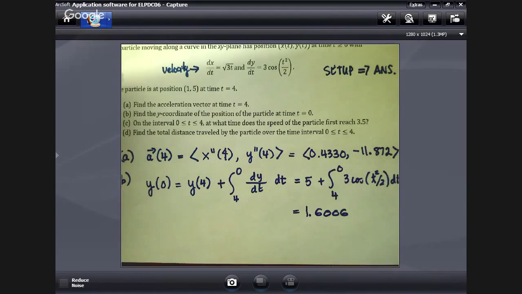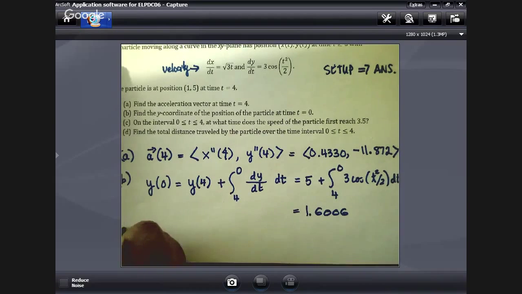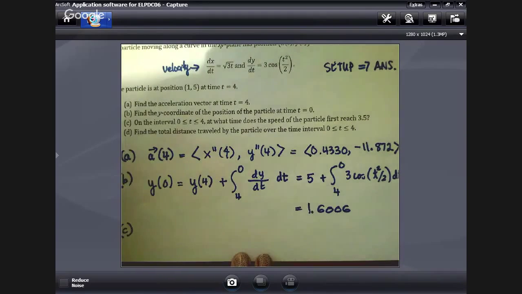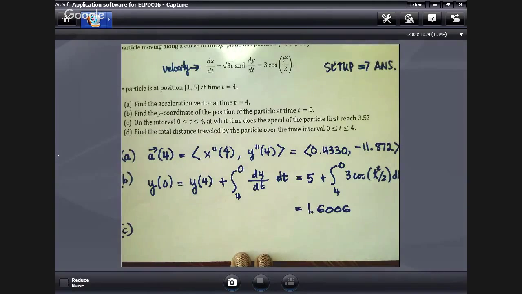Let's look at part C. On part C, we are looking at the interval from 0 to 4. We want to know the speed when the particle first reaches, again, I retyped this, so I'm going to assume that the bad grammar is mine. Well, no, it's not bad grammar. I'm reading it wrong. At what time does the speed of the particle first reach 3.5? So what I think I need to do is this. Okay, I want the speed to reach 3.5, so I need the speed to be equal to 3.5, and I want to know when that happens.